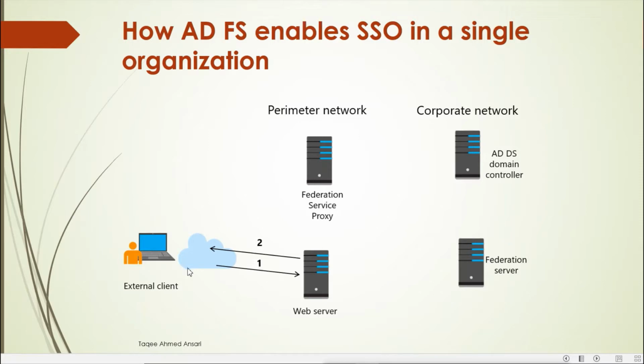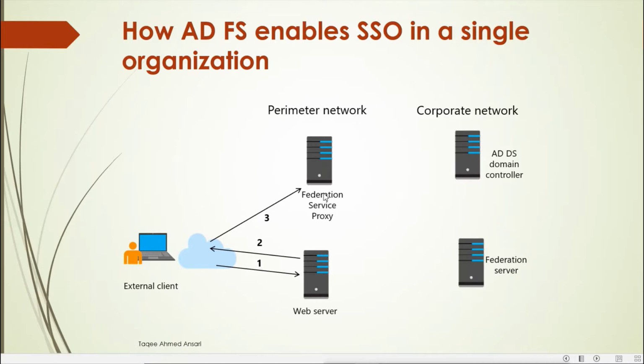That means the user has to provide the username and password. Now that will be sent to the federation services proxy server. It is also called the web application proxy. It is located in the perimeter network, a secure network where we keep all the external servers that we want to access from the internet environment. We put in this extra layer of security so that we can secure our internal servers. So this is our internal federation server, the main server, but this is the proxy for the federation server.